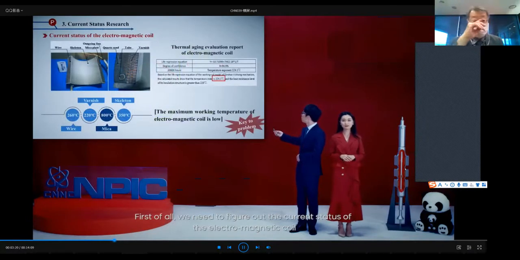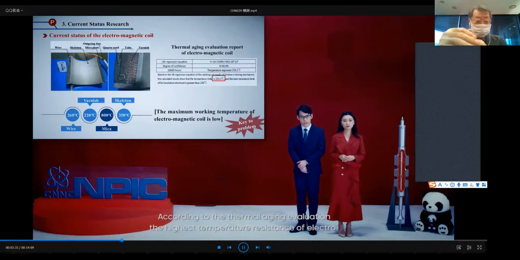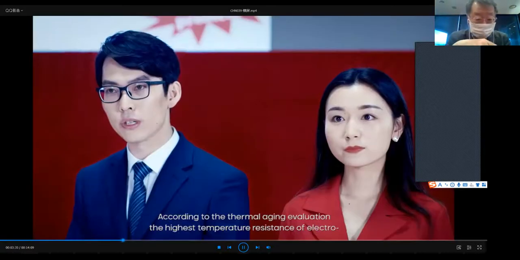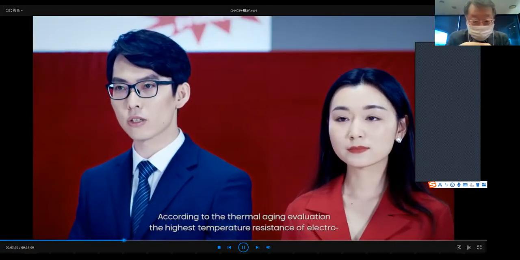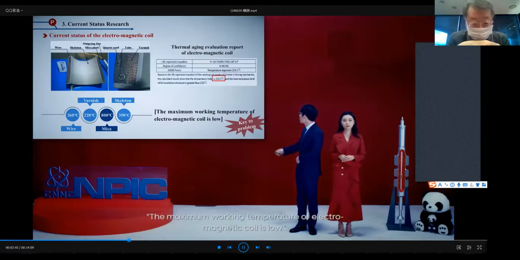First of all, we need to figure out the current status of the electromagnetic coil. It is mainly composed of wire, mica, varnish, and skeleton. According to the thermal aging evaluation, the highest temperature resistance of the electromagnetic coil is 224.1 degrees centigrade. So we found the key to the problem: the maximum working temperature of the electromagnetic coil is low.